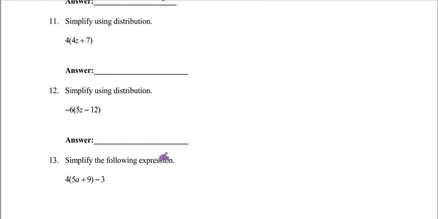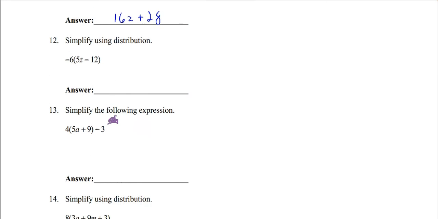Here we have just some stripped down distribution, right? Without the rectangle. 4 times 4z, 16z. But we could certainly imagine that as a rectangle. That's 4 z's in a row times 4 rows of those 4 z's is 16 z's. 4 times 7, right? That's a little rectangle off to the side. That is going to make a plus 28 little 1 by 1 squares.